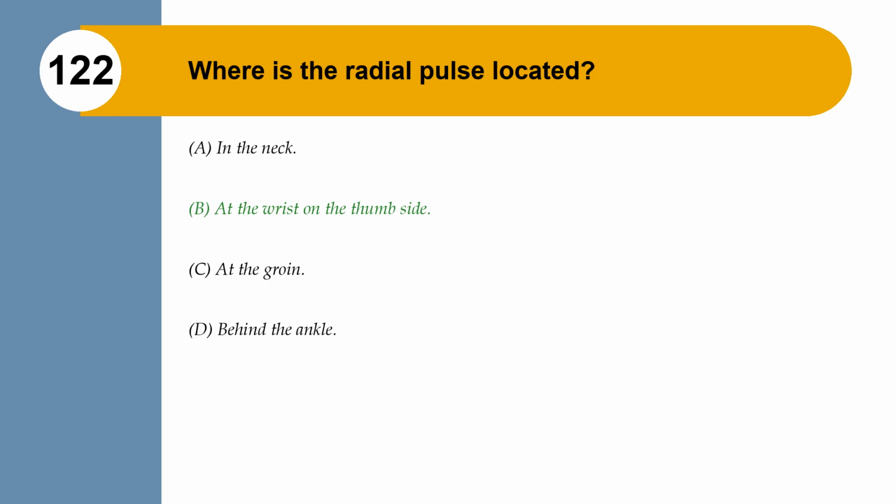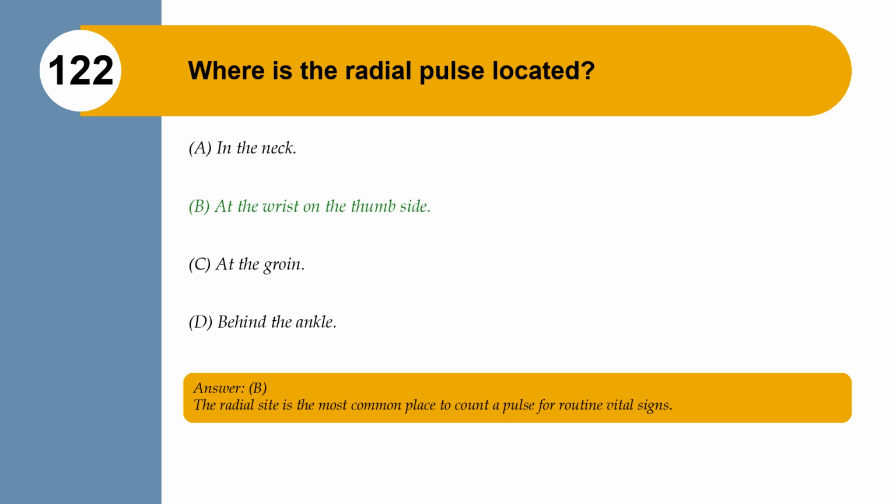The correct answer is option B, at the wrist on the thumb side. Explanation. The radial site is the most common place to count a pulse for routine vital signs.